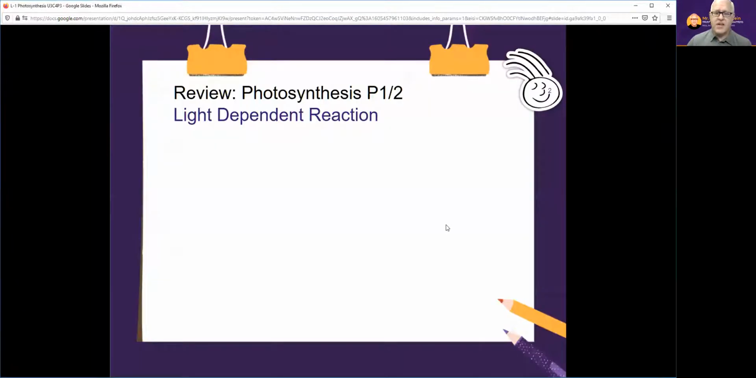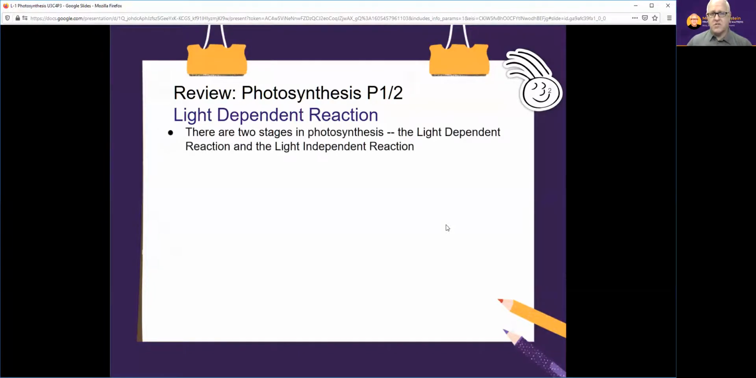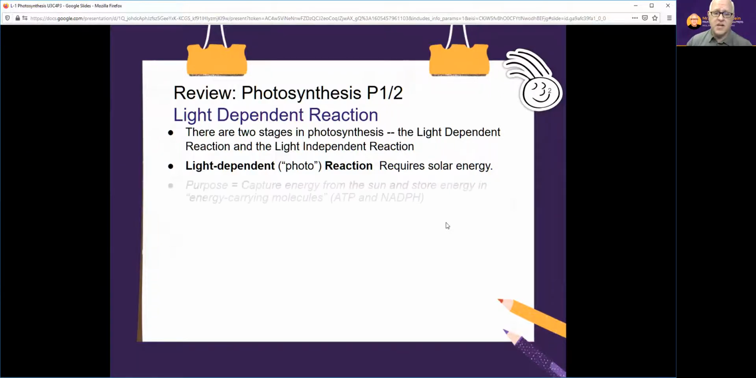So let's first go back and review the first part of photosynthesis, the light-dependent reaction. There are 2 stages in photosynthesis, as you recall. You've got the light-dependent reaction, where light is needed, and then the light-independent reaction, where light is not being used. The light-dependent, or the photo portion of photosynthesis, requires solar energy or an artificial light source that can put out light waves similar to that of sunlight.